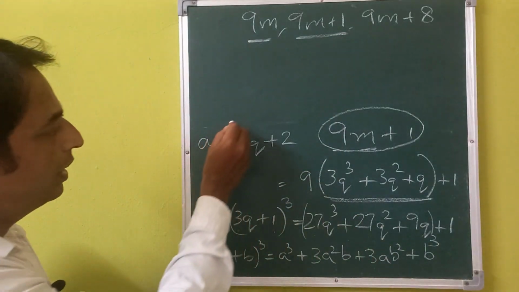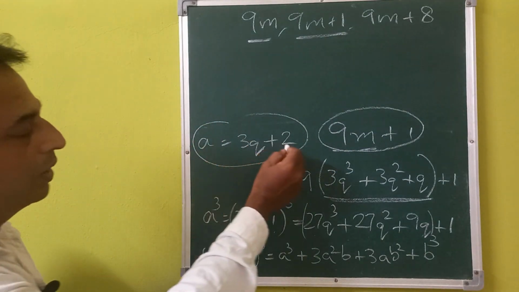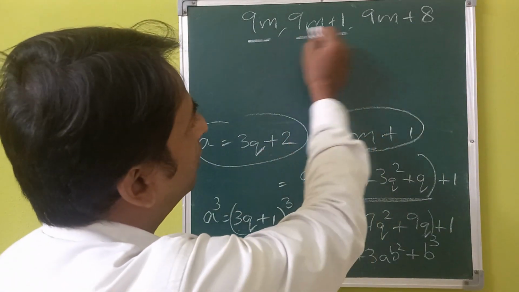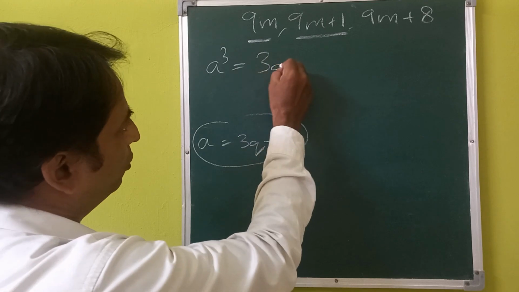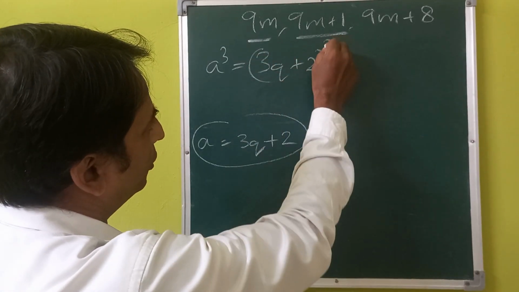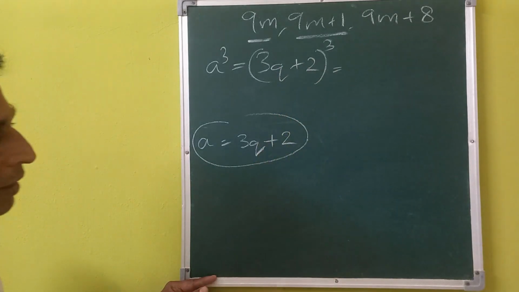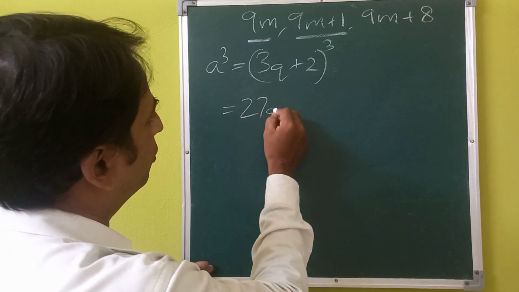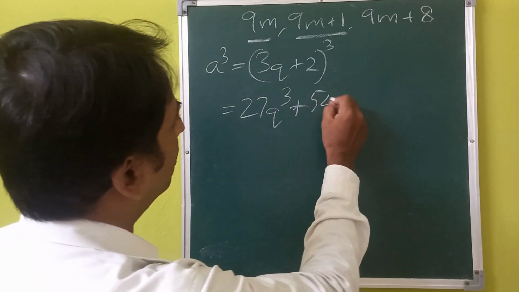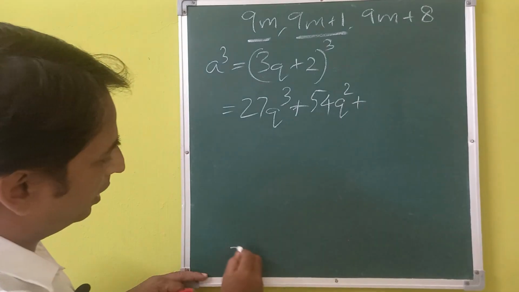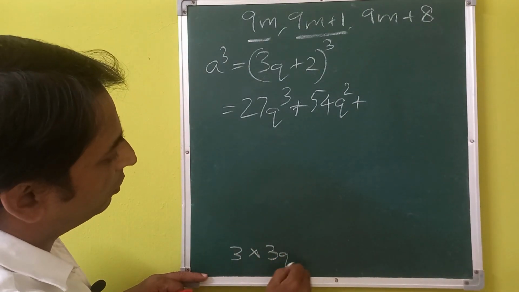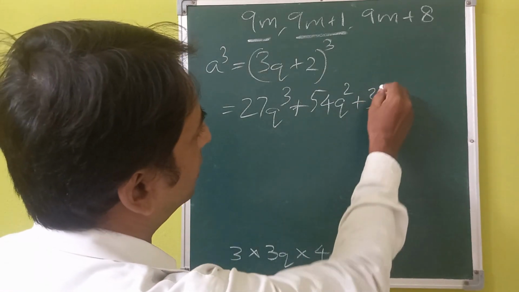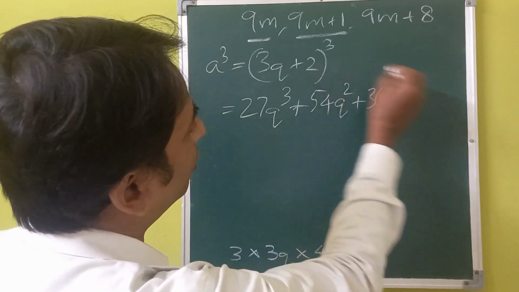So we will try the last one, which is a is equal to 3q plus 2. We will need to cube it and check whether it is in the form of either of these expressions. 3q plus 2 the whole cube. You can use the identity which I mentioned earlier to expand it. This will be 27q cube plus 54q square plus, so here 3q into b square will be 4, so this will be 36q, plus b cubed will be 8.